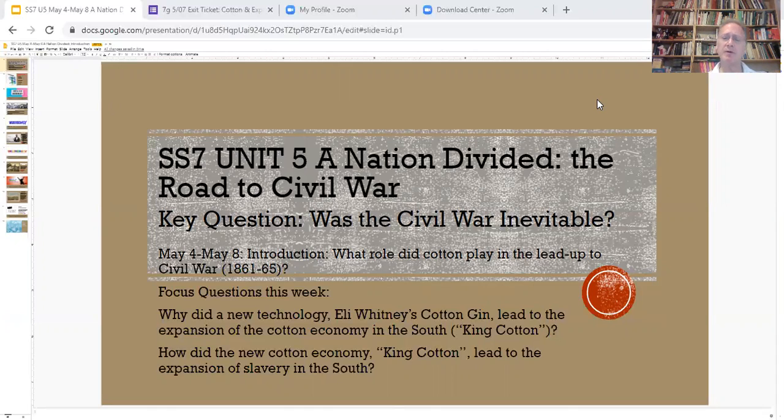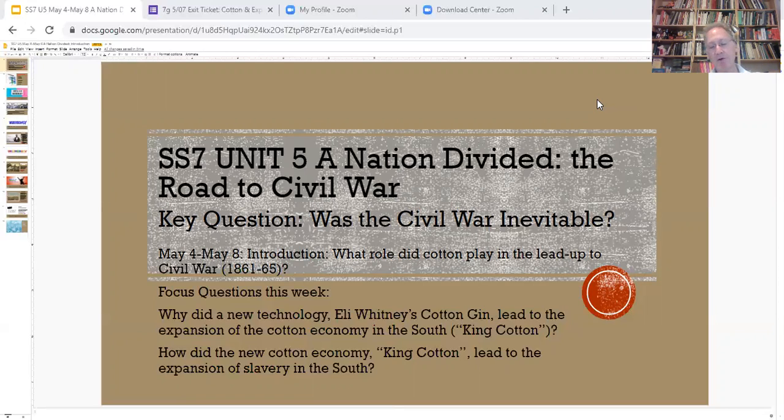So this first week, we're going to look at a key factor in leading to the Civil War, which would be the role of cotton, the role of what you might think is an innocent element that goes into our textiles, cotton. How did cotton end up leading to the Civil War? This is something we're going to start to look at this week, and we're going to continue to explore.